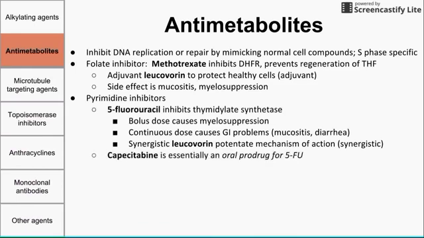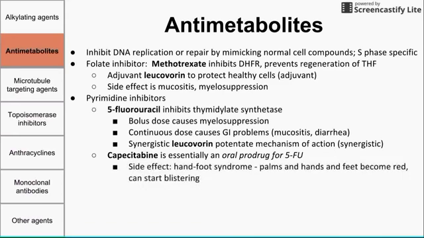Capecitabine is essentially an oral prodrug for 5-FU. Now, 5-FU normally is not administered orally. Capecitabine is a prodrug, which means that it must be further processed in the body before it becomes active. One of the side effects of capecitabine is hand-foot syndrome. Your palms and your feet become red. They can start blistering. And the last of the pyrimidine inhibitors is cytarabine, which is arabinose C.